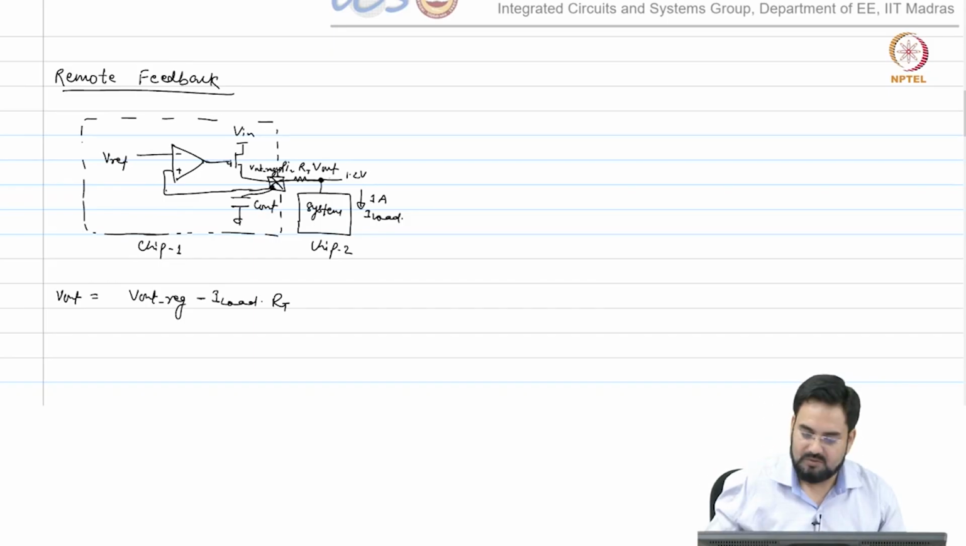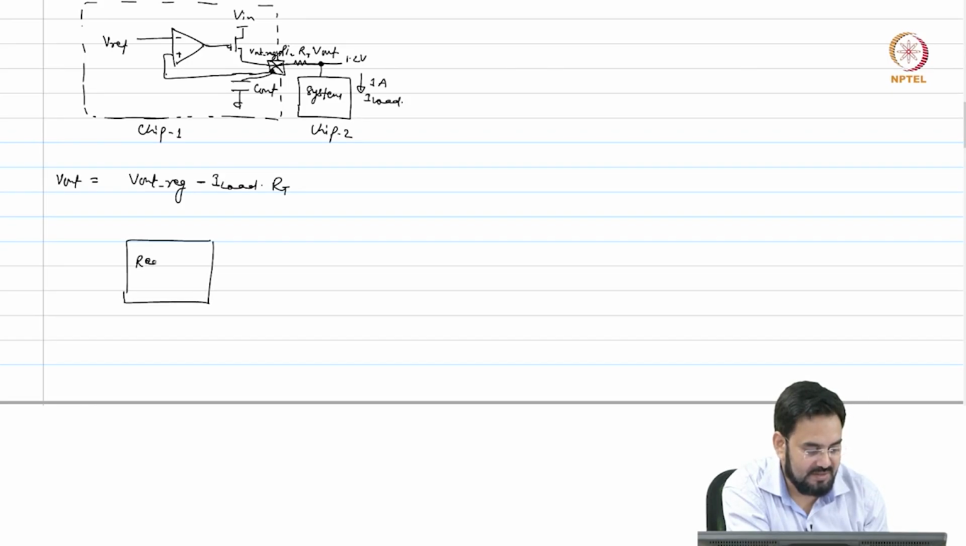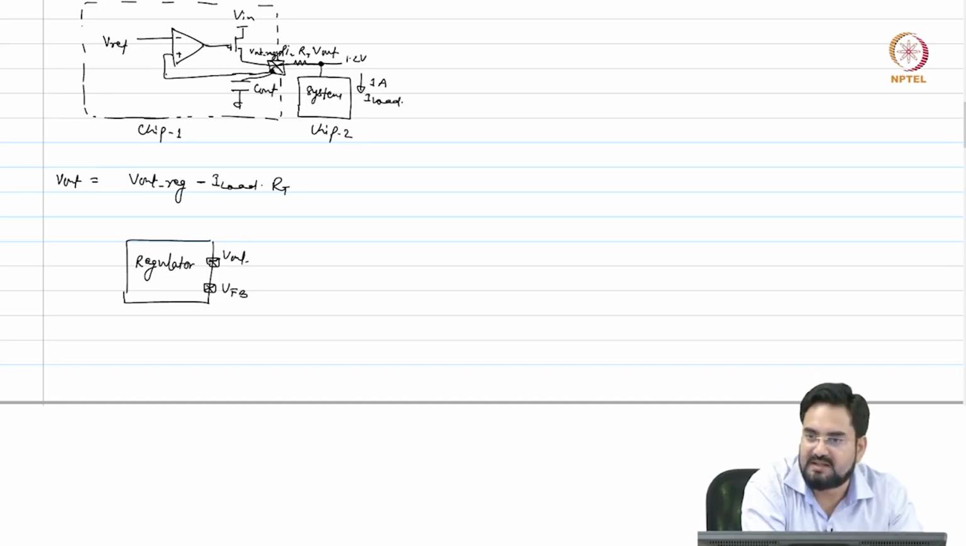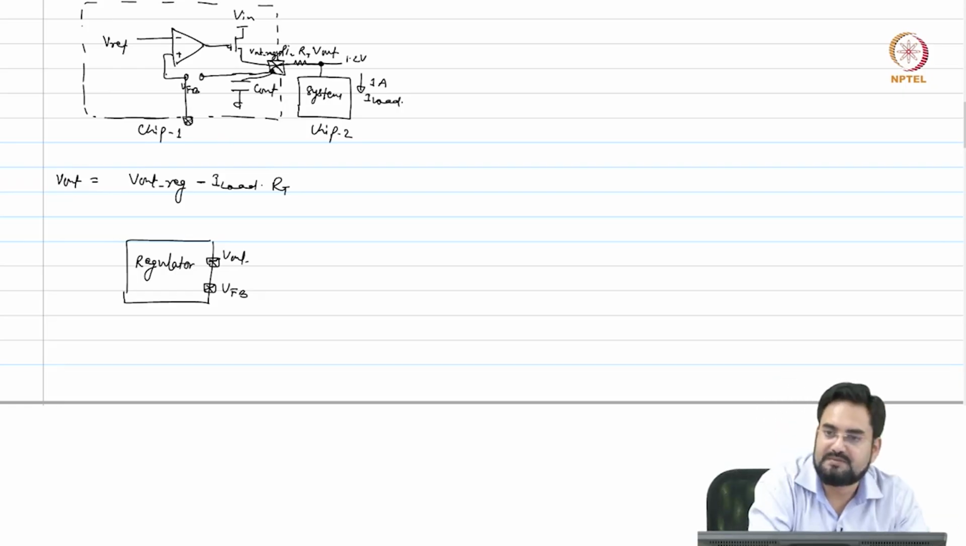So what you do when you design the regulator, you provide not just V out but a feedback pin also, so that it can be connected to the farthest point. So if this is your regulator, and this is your V out, I will provide one more pin. So instead of connecting this locally, you won't connect it here, you will leave it open. So this point will become VFB and will go to a separate pin.